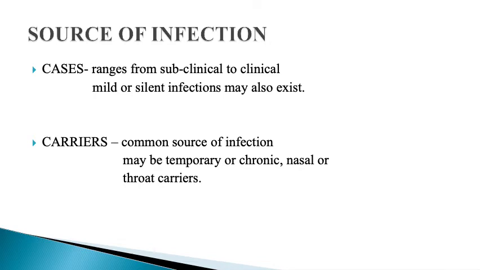What are the sources of infection? The sources of infection can be cases which range from subclinical to frank clinical cases, or these may be mild or silent infections which may exhibit no more than a mere running nose or sore throat. The source of infection can be carriers as well. It is estimated that there are 95 carriers for 5 clinical cases. These may be temporary or chronic, nasal or throat carriers. The chronic carrier state may persist for a year or so unless the patient is treated.